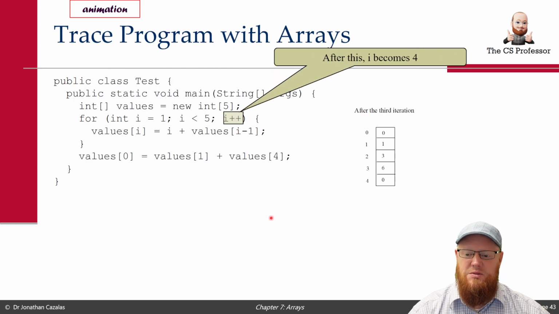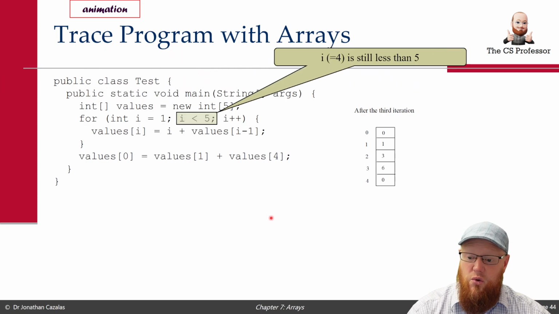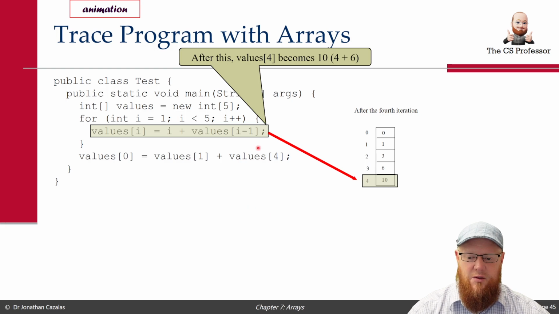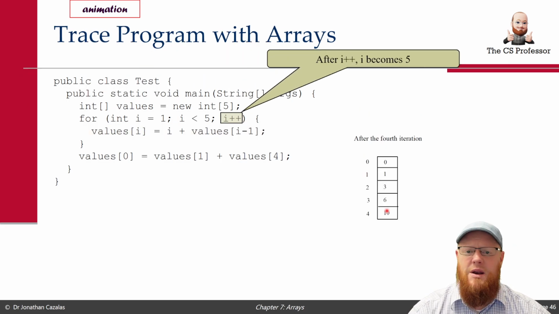We get another i++. i is now 4. 4 is less than 5. And we do this again. We take the value at index 4 minus 1. That's the value at index 3, which is 6. We add that 6 to the value of i, which is 4. We get 4 plus 6 is 10. And we save a 10 into index i, which is index 4. This is the result. Now we get an i++.